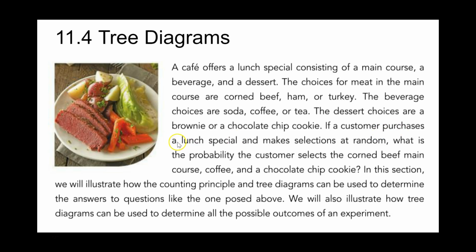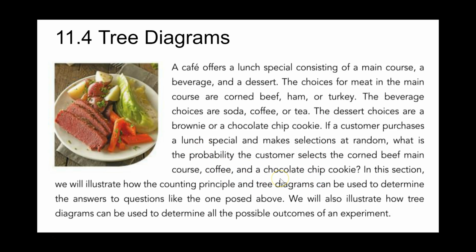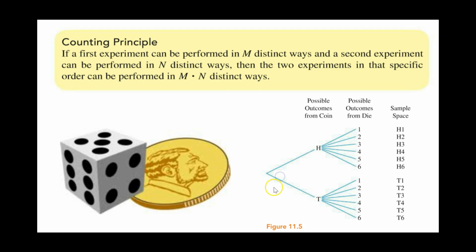If a person purchases a lunch special and makes a selection at random, what is the probability that the customer selects a beef, coffee, and chocolate chip cookie? So basically, we're going to be making tree diagrams. We're going to talk about the counting principle, determine the sample size, and then we'll get to this question of the probability of this person selecting beef, coffee, and a chocolate chip cookie.